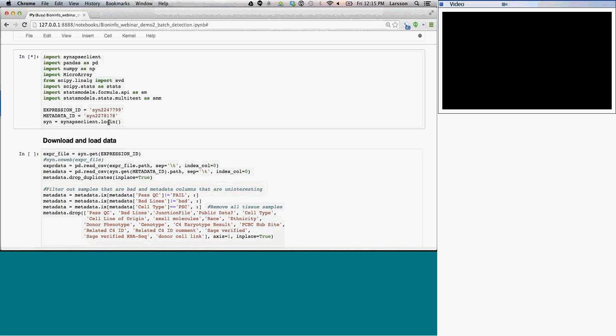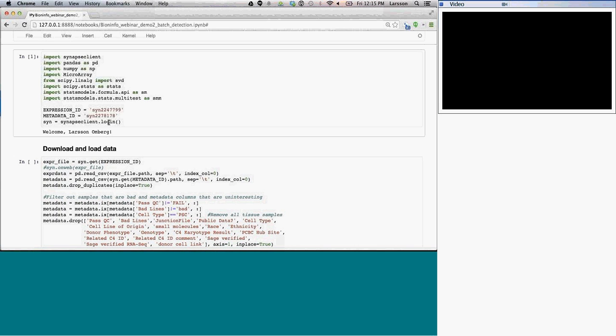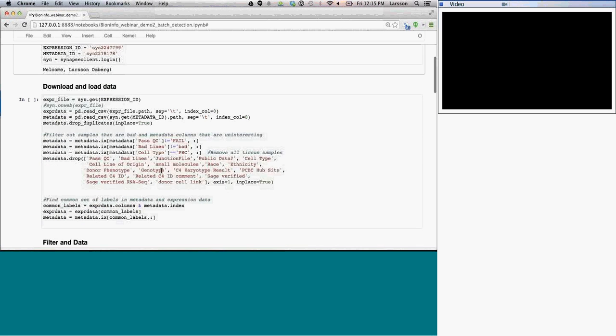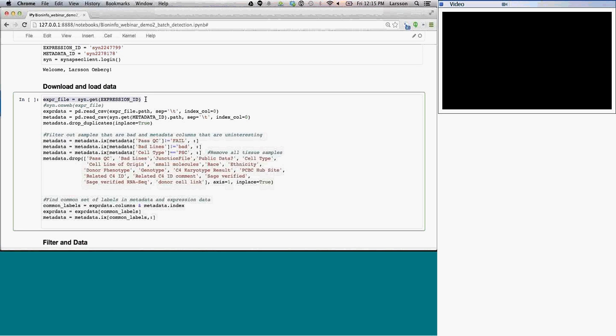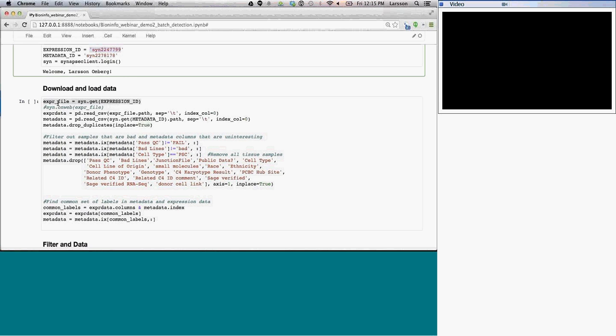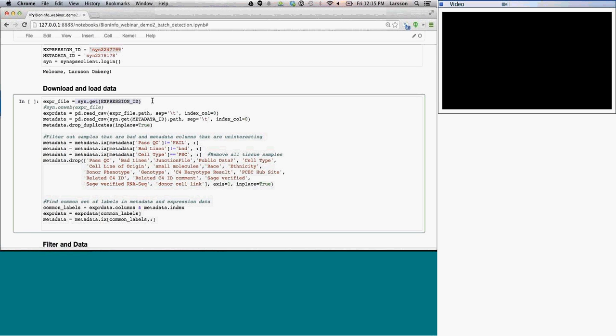I control-click to run this, and it runs now. It's connecting to Synapse. It says, "Welcome, Larsson Omberg." I'm now logged in. The next thing to do is fetch the data. In this command, I've given the ID that I defined above for the expression data, and I just do syn.get on the expression data.